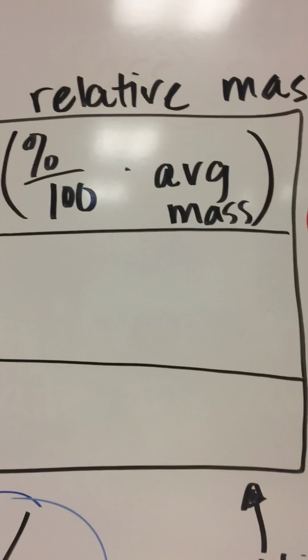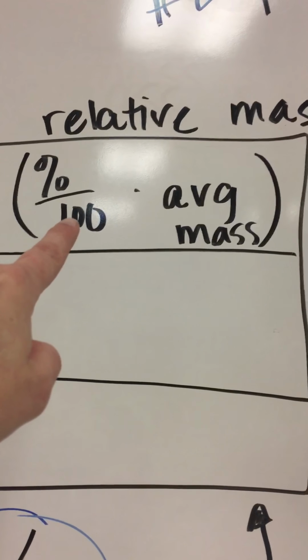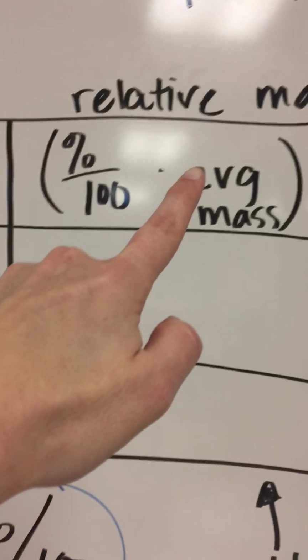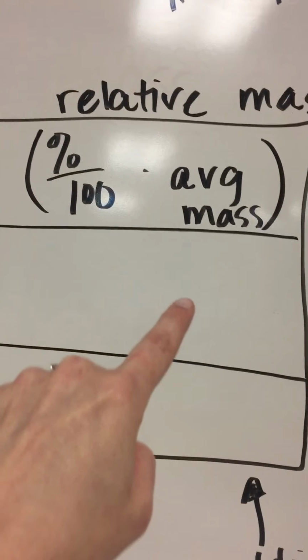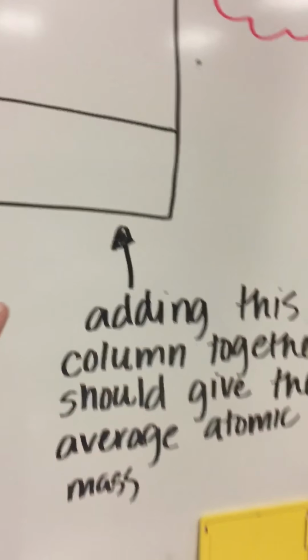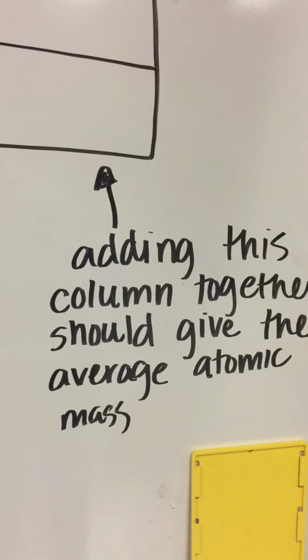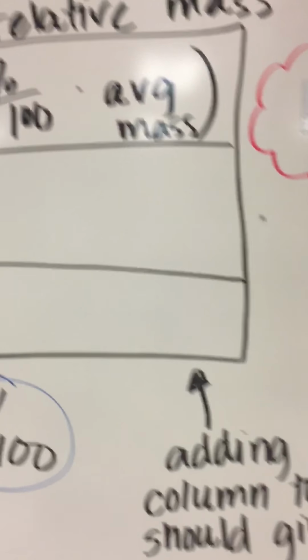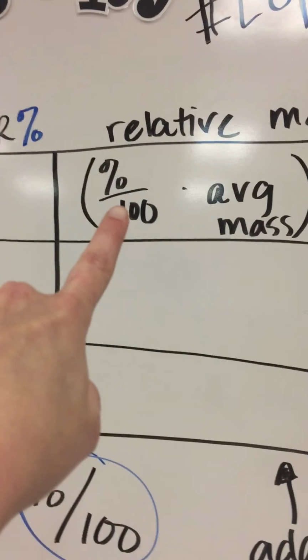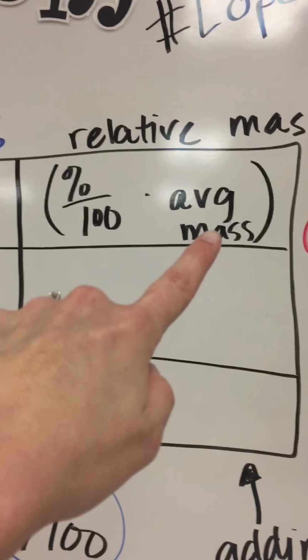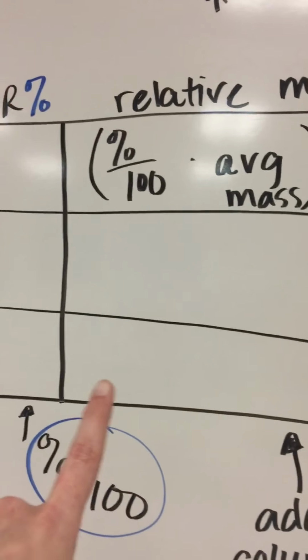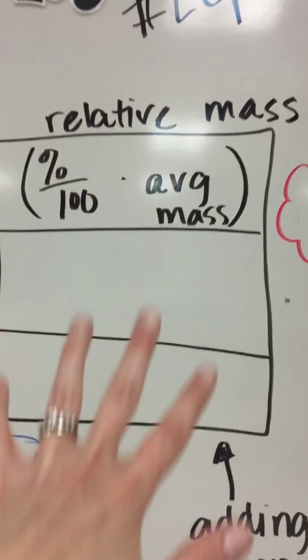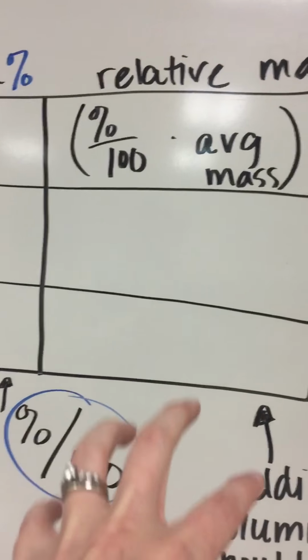Now if you look at that, you are taking the decimal form of the percent and multiplying it by the mass of that isotope. To get the average atomic mass for this element, you then add all three of these relative masses together. Adding that last column together should give you the average atomic mass, because remember the formula for average atomic mass. It's the decimal percent, aka relative percent, times the mass of that isotope, plus decimal percent times the mass of the next isotope, plus decimal percent times the mass of that isotope. So once you add this column together, that should give you the average mass for this element, okay?